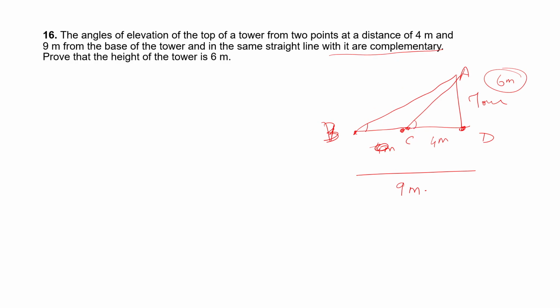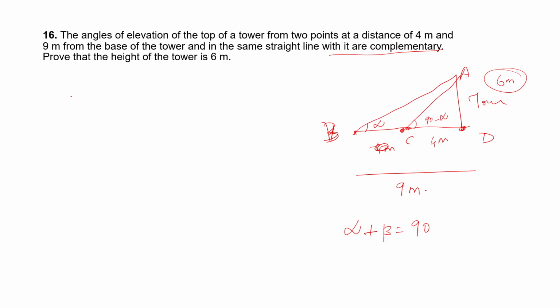Complementary means the total angle is 90 degrees. If I am taking alpha as one angle and beta as another angle, then the total will become 90 degrees. Suppose one angle is alpha, then the other will become 90 minus alpha, and the total angle is 90 degrees.